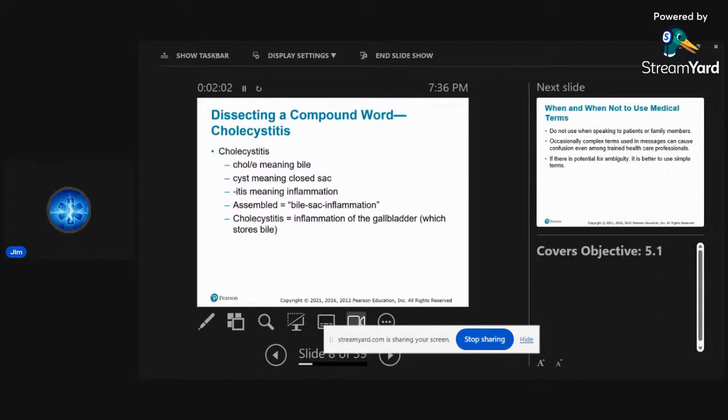Dissecting a compound word, cholecystitis. Chole meaning bile, cyst meaning sac, itis meaning inflammation. So a summary, bile sac inflammation. So cholecystitis is inflammation of the gallbladder.